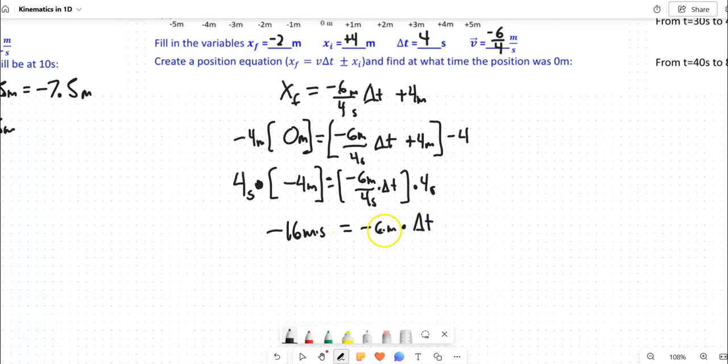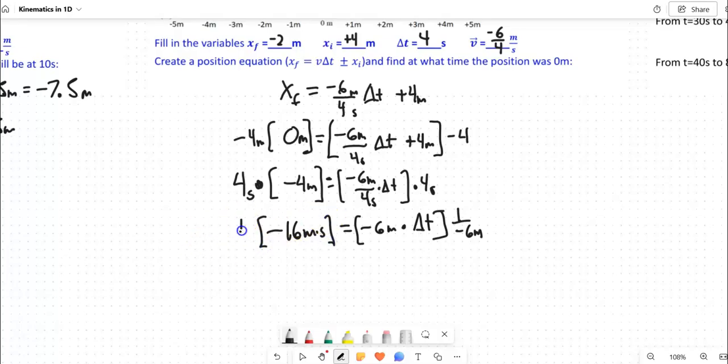Well, you have 4 was on the denominator, so that's 1/4. We had to multiply both sides to get it on the other side. Here, this is on the numerator, so we have to divide both sides, or multiply both sides, by 1 over negative 6 meters. So we're going to do that.